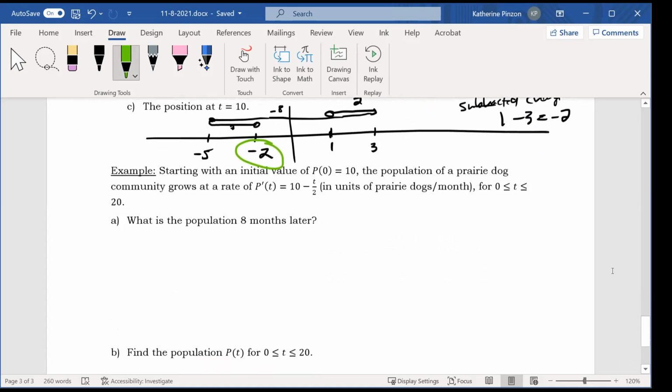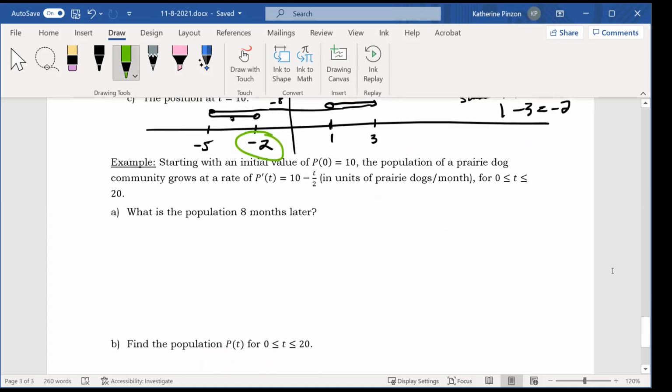Okay, starting with an initial value of P of 0 equals 10. The population of a prairie dog community grows at a rate of P prime of T equals 10 minus T over 2, in units of prairie dogs per month, for 0 less than T less than 20. What is the population 8 months later?